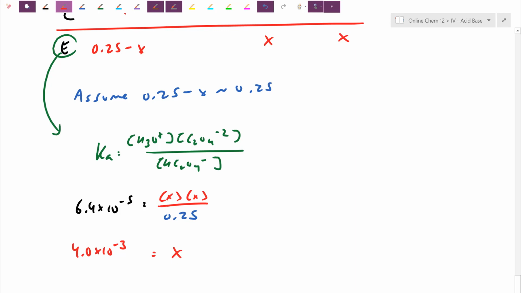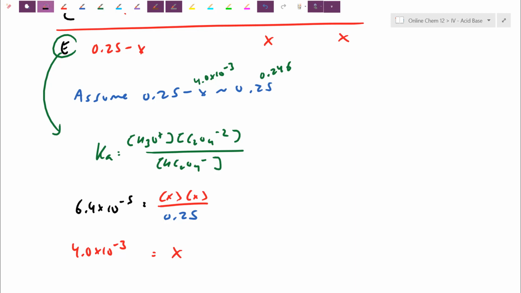Okay. We can actually at this point test the assumption. If the x value based on my assumption is actually 4.0 times 10 to the negative 3, 0.004, then 0.25 minus this answer is practically 0.246. Well, yeah, that's pretty close to 0.25. And we're going to see something very similar if I solve it out with the quadratic formula. We'll practically get the same thing to justify that the assumption is very good.